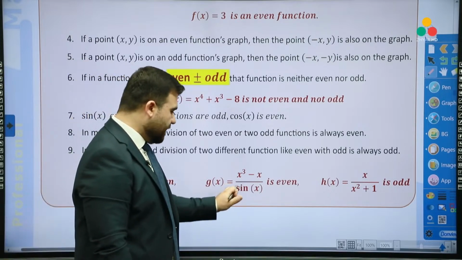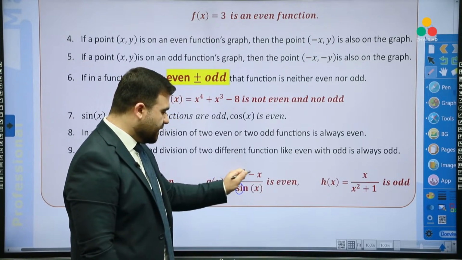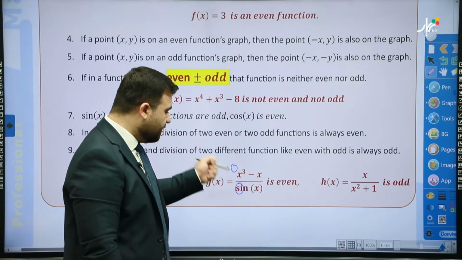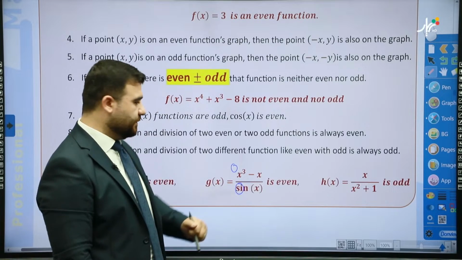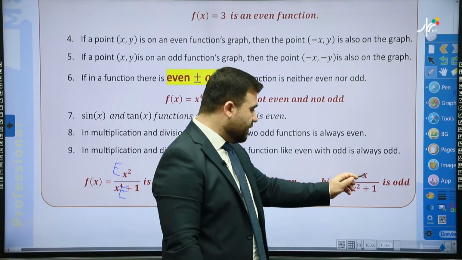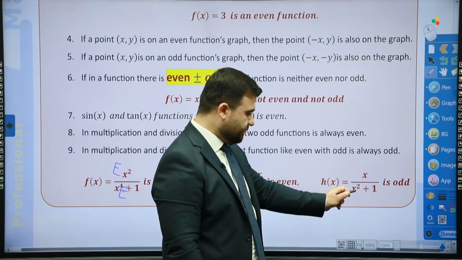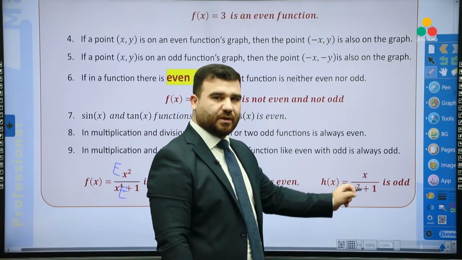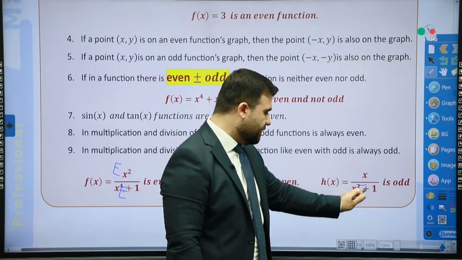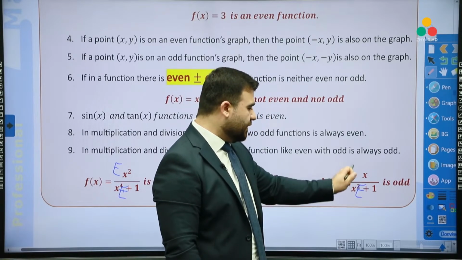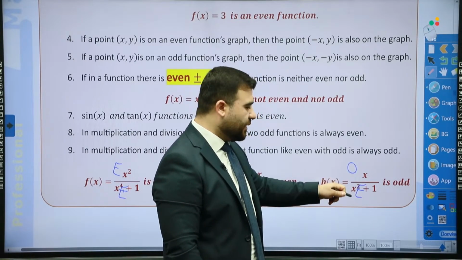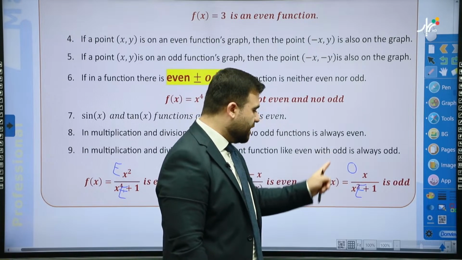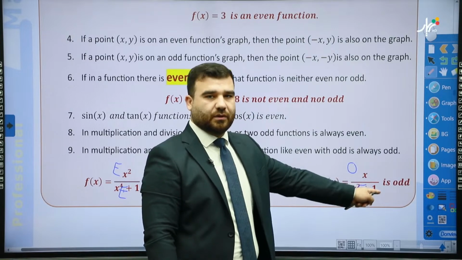This one, sine is odd. X cubed minus x power 1 is also odd. Odd divided by odd is even. Here, this function is even. X squared is even. 1 is even. X squared plus 1 altogether is even. X power 1 is odd. Odd divided by even, or even divided by odd, all of them together as one function is odd.